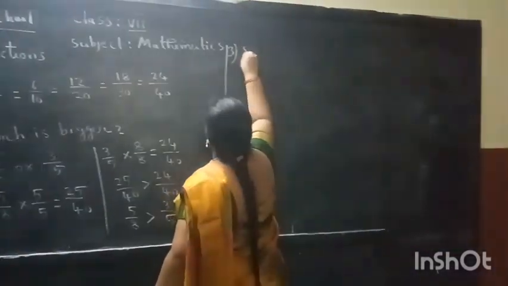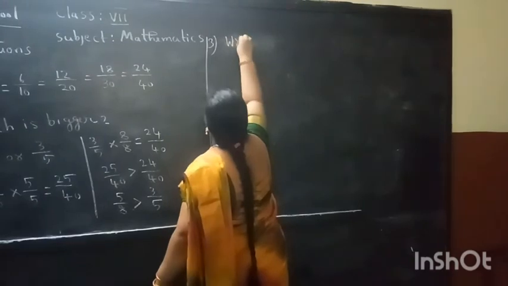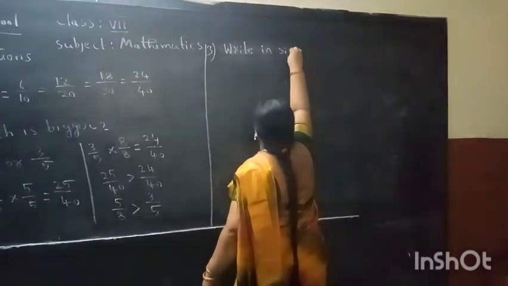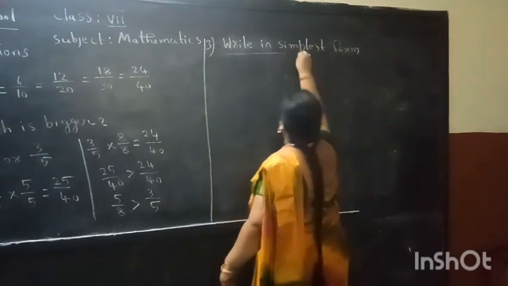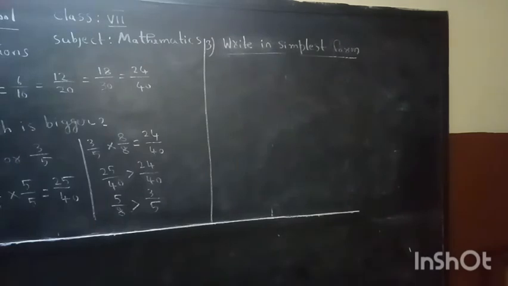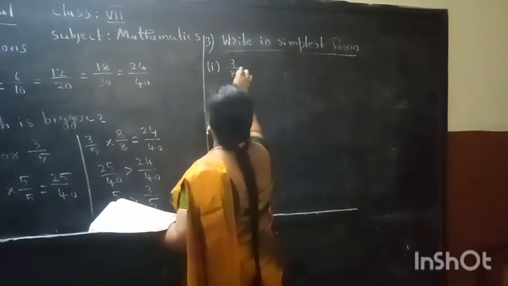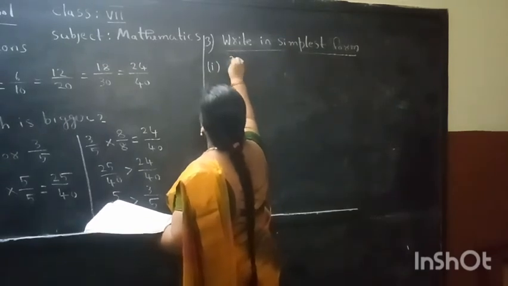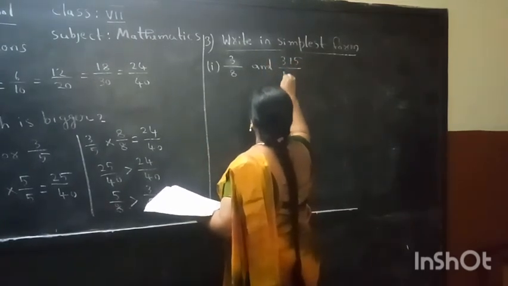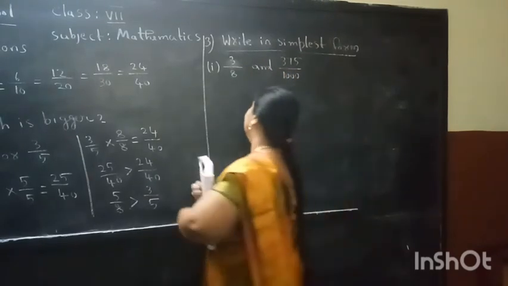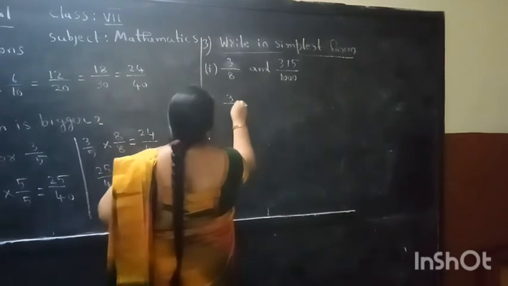Next, the third one is simplest form. Write in simplest form. First one is 3 by 8 and 375 by 1000.